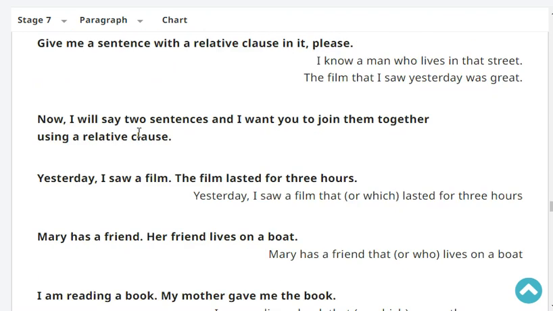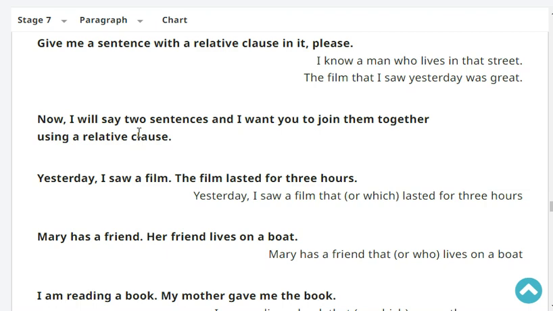Okay, now I will say two sentences and I want you to join them together using a relative clause, using who, which, or that. Okay, here we go. Yesterday I saw a film. The film lasted 3 hours. Yesterday I saw a film that lasted for 3 hours.